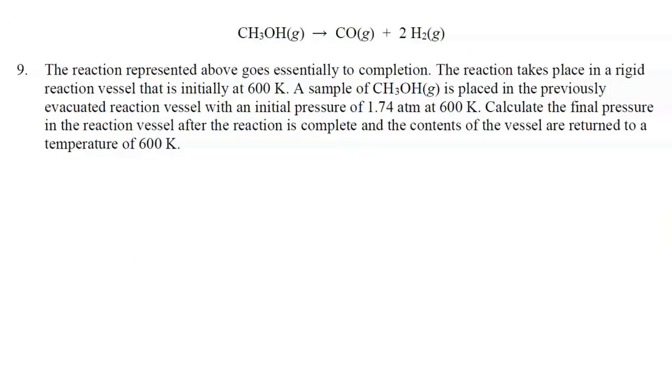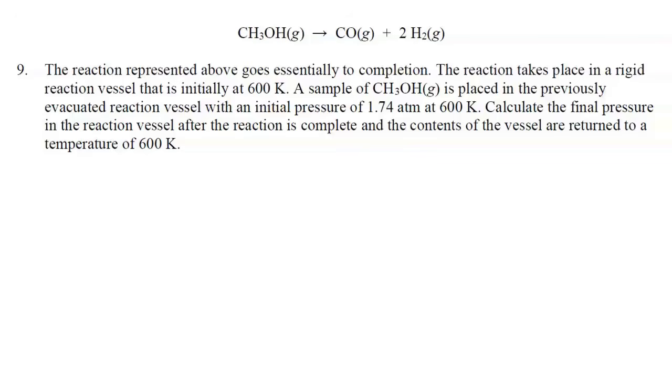Question 9. This question also involves stoichiometry and the properties of gases. The reaction represented above goes essentially to completion. The reaction takes place in a rigid reaction vessel that is initially at 600 Kelvin. A sample of CH3OH gas is placed in the previously evacuated reaction vessel with an initial pressure of 1.74 atmospheres at 600 Kelvin. So the 1.74 atmospheres is the pressure of just the reactant, the CH3OH.